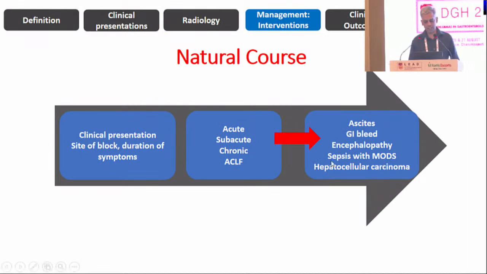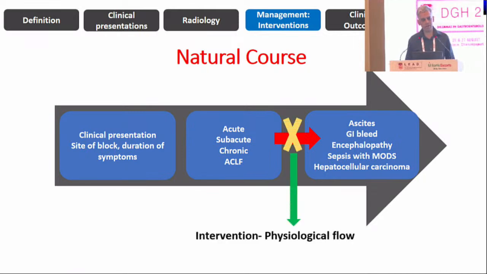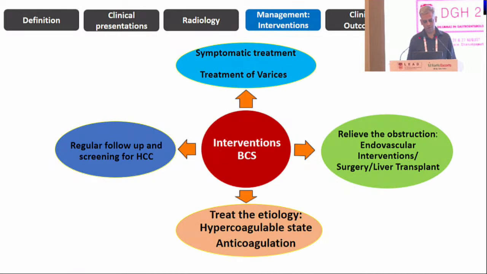Natural course: we all know presentations could be as I mentioned, as ALF, as subacute presentations, chronic and ACLF, and these patients may present to you clinically with ascites, bleeds, encephalopathy, and HCC. So if you intervene, you may change the natural course. How do we intervene and when do we intervene? Interventions are symptomatic treatments. You need to treat as you're treating in any chronic liver disease: treatment of varices, ascites with diuretics, treat the underlying hypercoagulable state, relieve the obstruction, and consider screening. So this is not very different from any garden variety cirrhotic.